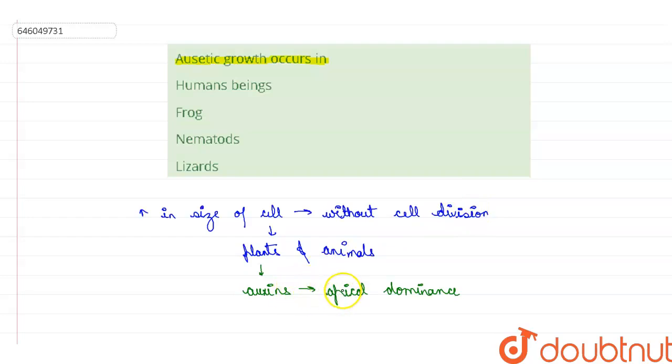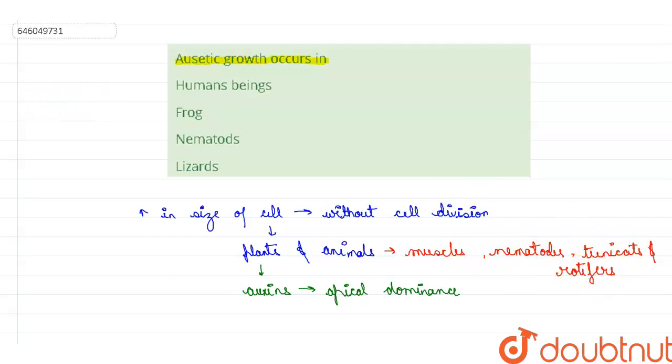Now if you talk about animals, then it occurs in certain tissues, such as muscles of the higher animals, as well as in some organisms like nematodes, tunicates, and rotifers. So in animals, it occurs in the muscles of the higher animals, and in nematodes, tunicates, and rotifers.